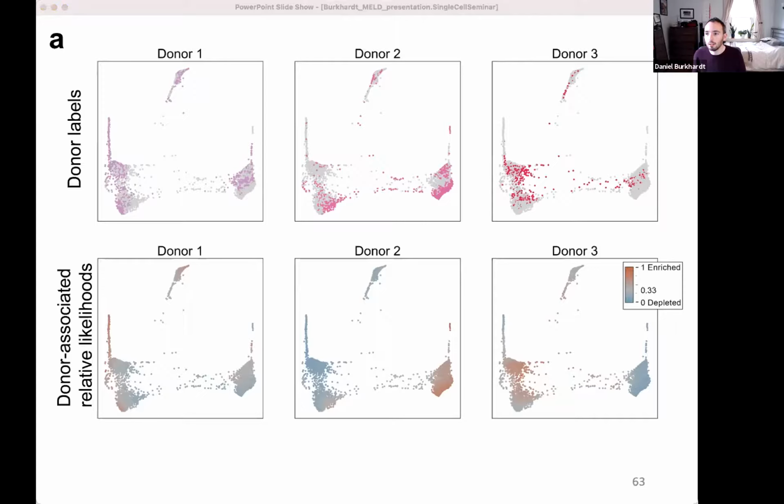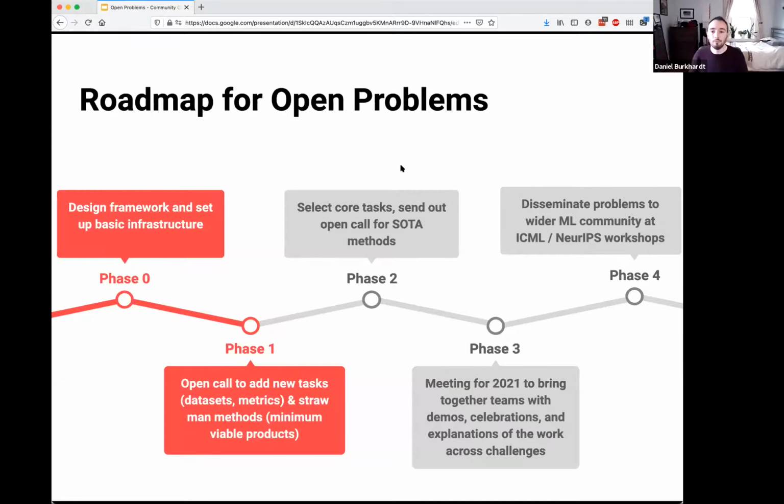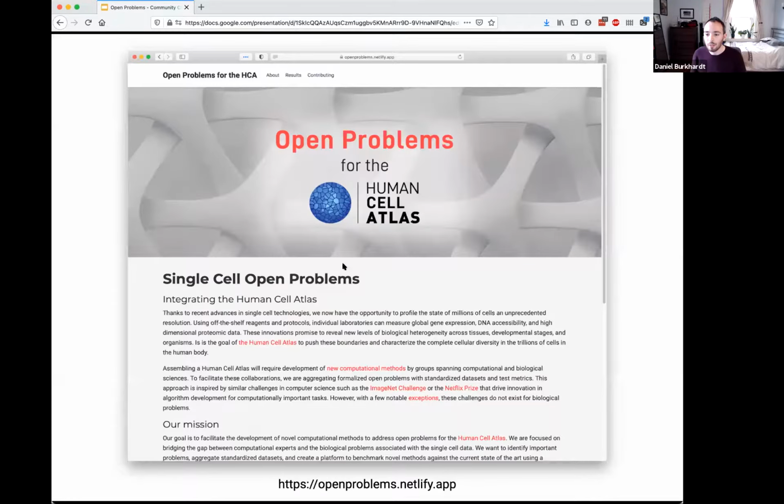Before I go to the conclusions, I also want to talk for just a couple of seconds about this single cell open problems project, which, if there are people here who are interested in methods development, would be really great. We're really excited to have some collaboration on this. This will only be a couple of minutes, but one of the things we have now, right?